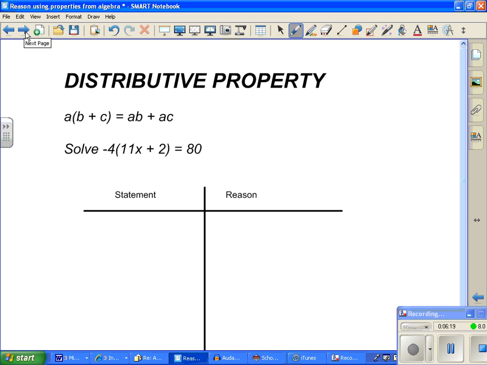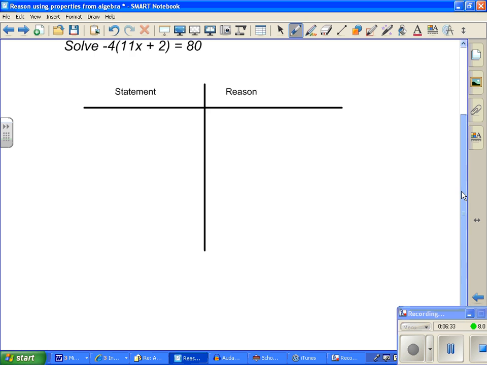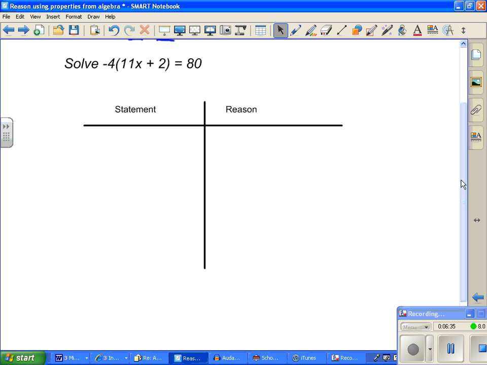Distributive property. Okay? We all know the distributive property. We've been there. Okay? We multiply the a by everything inside, so we end up with ab plus ac. Okay? Well, let's practice using the distributive property with doing a proof. Okay? So let's do another one. We'll do this one in red this time.